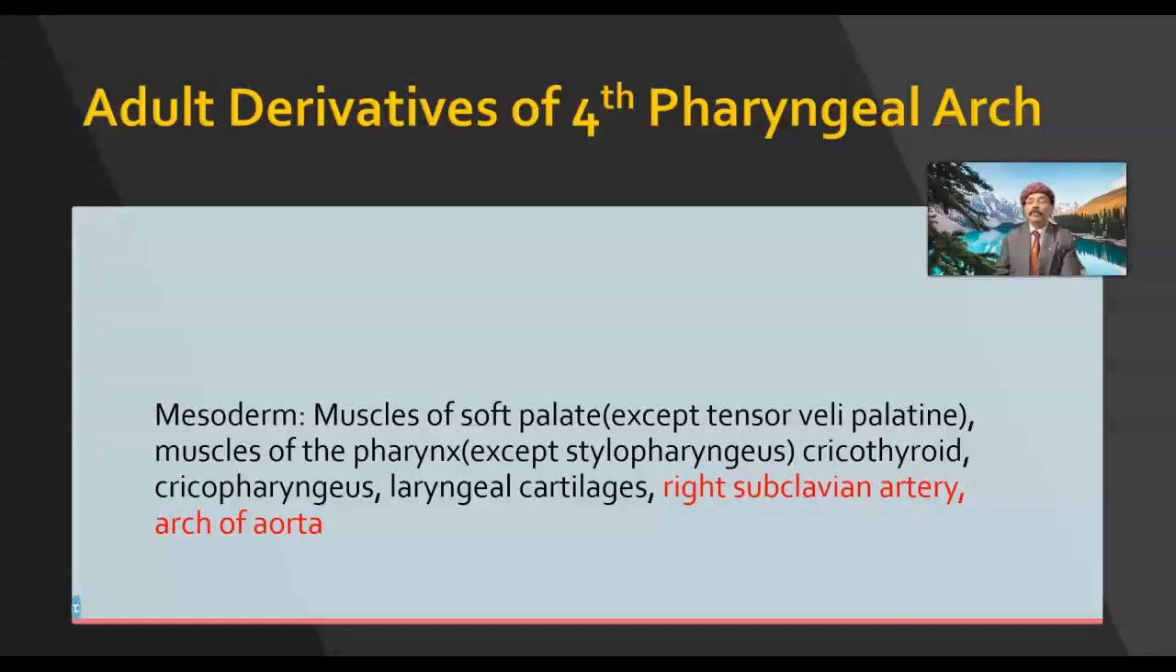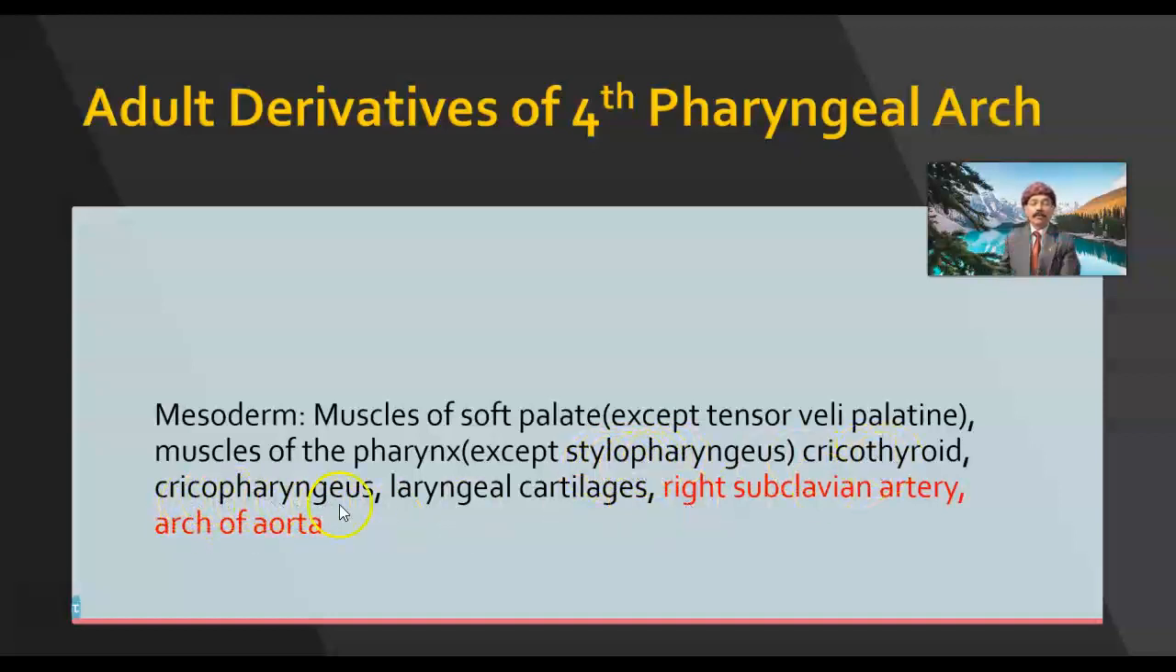Adult derivatives of the fourth pharyngeal arch. Mesodermal contribution: muscles of the soft palate except tensor veli palatini, and muscles of the pharynx except stylopharyngeus. This is getting innervation from the mandibular nerve. This is getting innervation from the glossopharyngeal nerve.